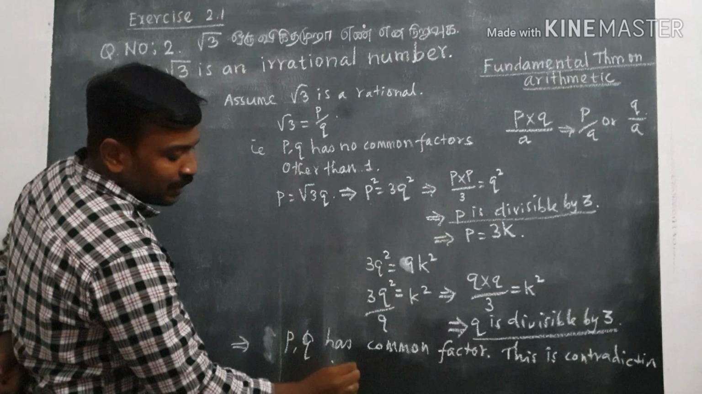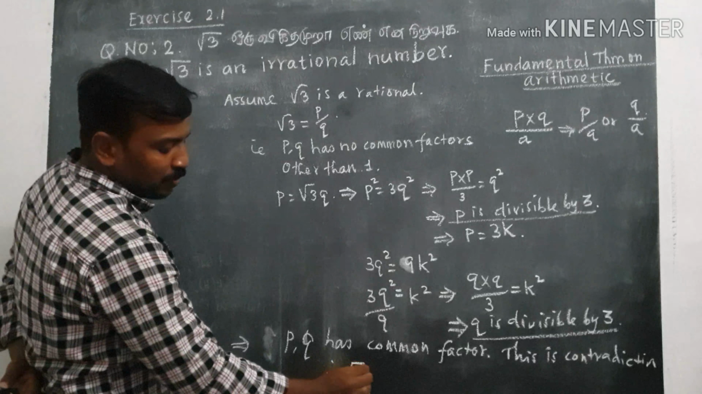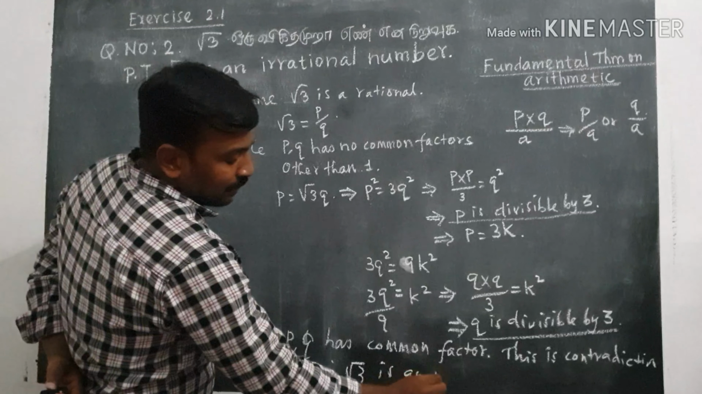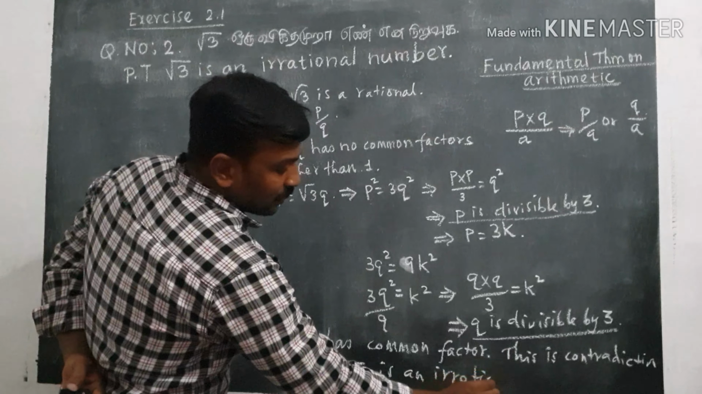So root 3 has to be an irrational number. So root 3 is an irrational number. So this is the proof.